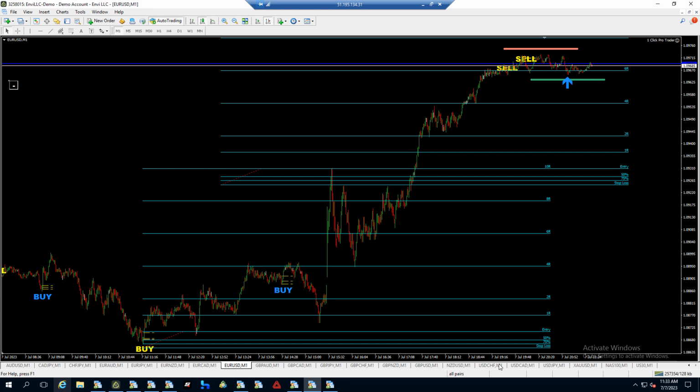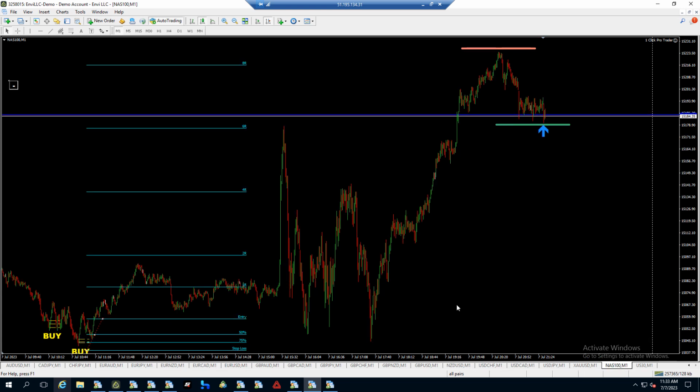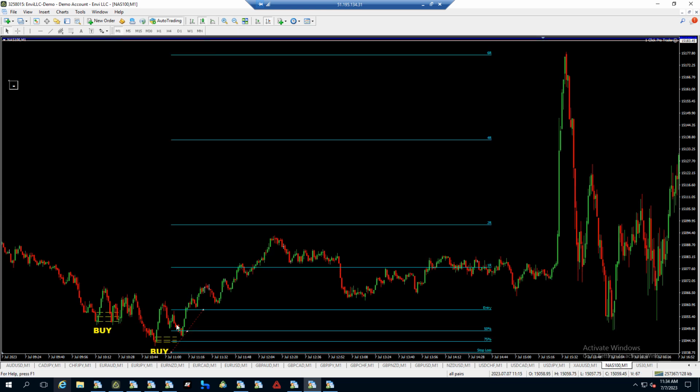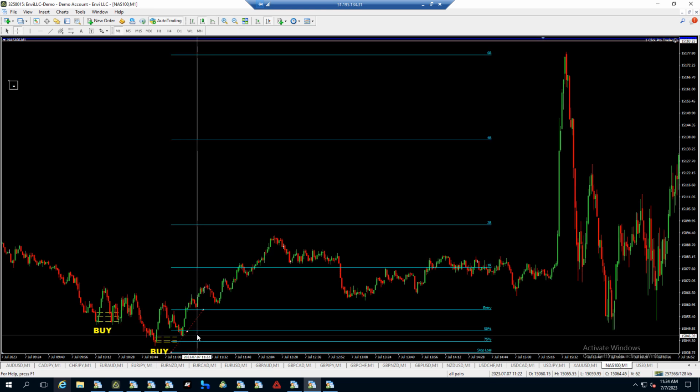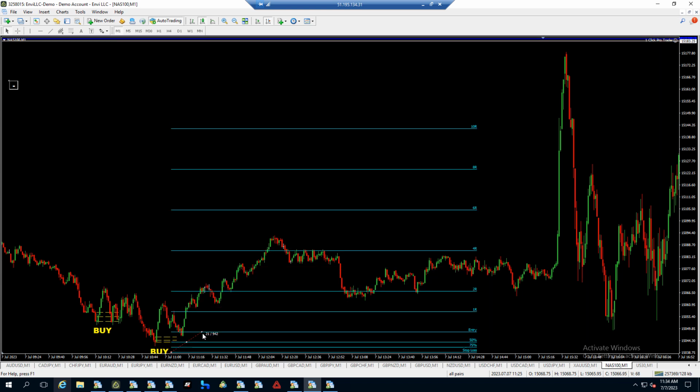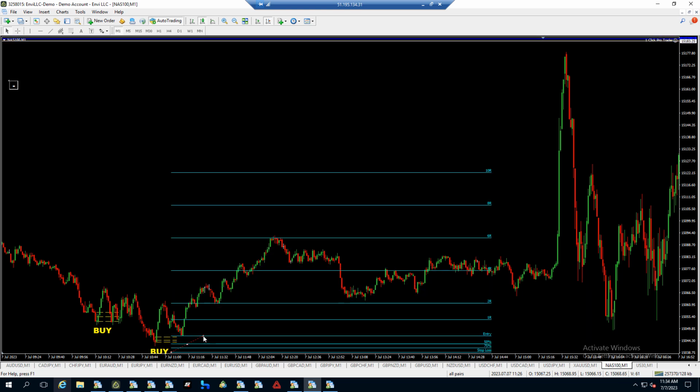16% gain. That was how much. And if I flip over back to NAS, you can also see the NAS pullback entry. So let me show you this one as well. Okay. So the NAS pullback entry, which is roughly around here for the 50% mark. So this 50% pullback entry right about here.